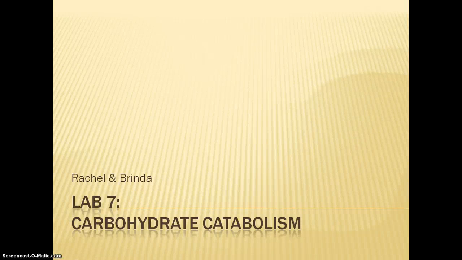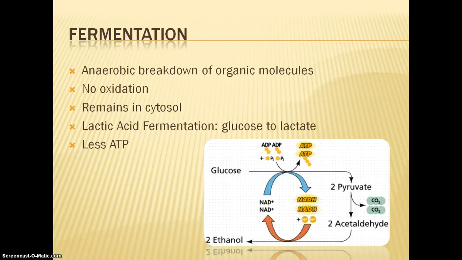All right, so this is a continuation of our Lab 7 carbohydrate catabolism presentation. Fermentation is the breakdown of organic molecules to harness energy without undergoing oxidation. So there's no removal of electrons. It usually happens after glycolysis. So instead of going to the mitochondrial matrix, fermentation stays in the cytosol.